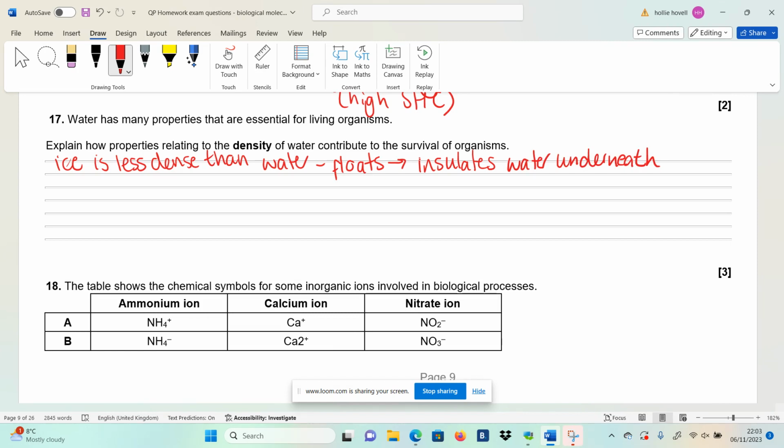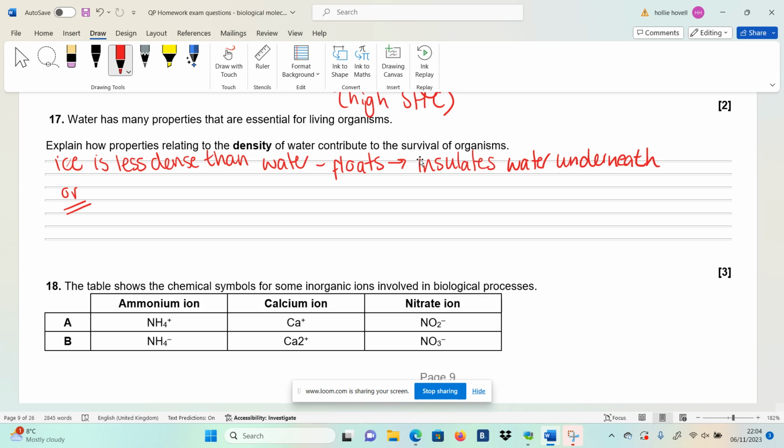Some organisms might actually live in the water. You could say about how it could be a habitat for some organisms that live in the ice. Sorry, the ice on top of the water. You could instead talk about how the density of water allows oxygen and nutrients to circulate. Water's got a similar density to living organisms. Organisms can float in the water.